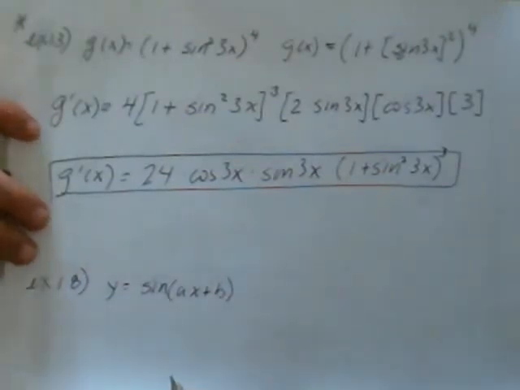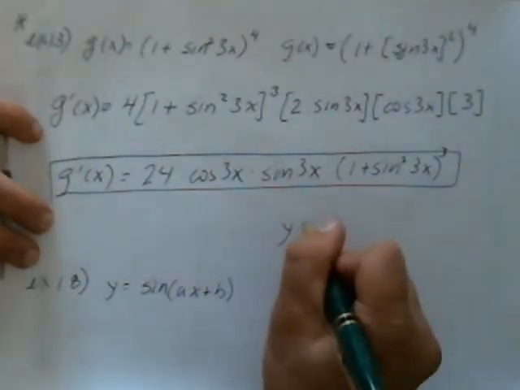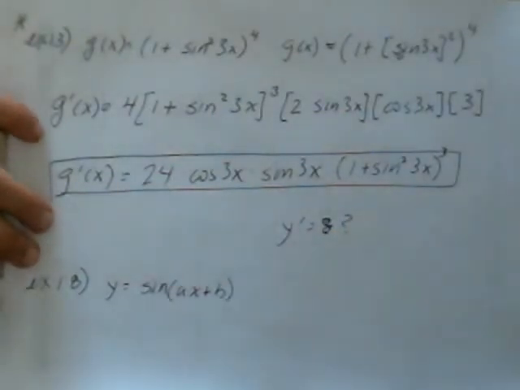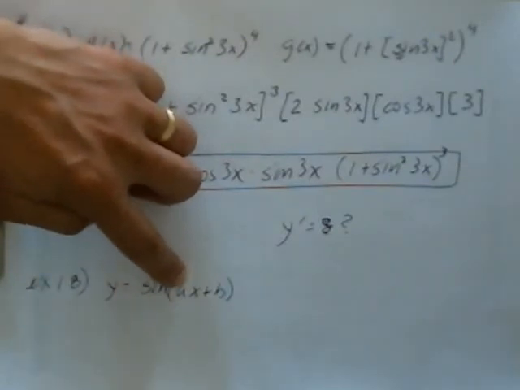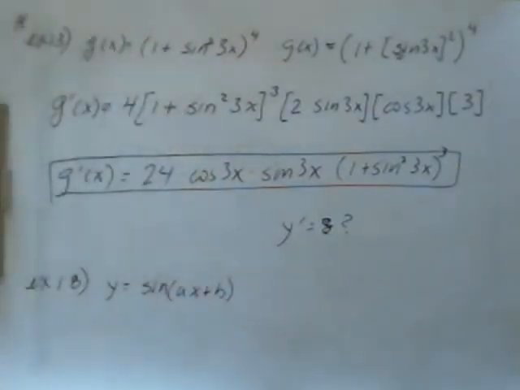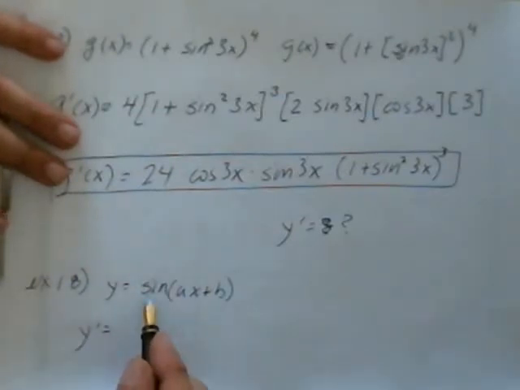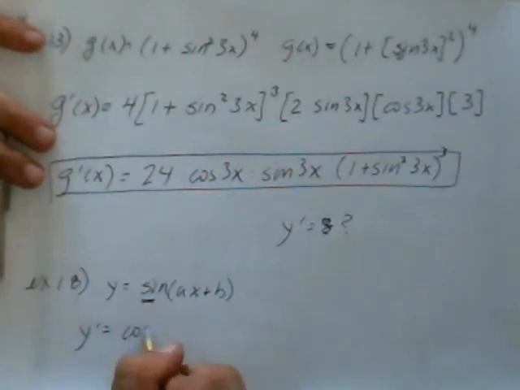Example number 18 is the last example we're going to be doing. Y equals sine of ax plus b. I want to try to find, of course, what y prime is. Okay, and it also tells you that a is a constant and b is also a constant. So take the derivative. As soon as we take the derivative of the sine, there's no powers. You can't use the power rule. So the derivative of sine now becomes cosine.